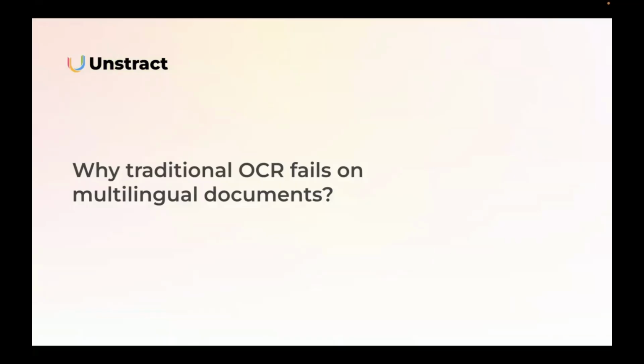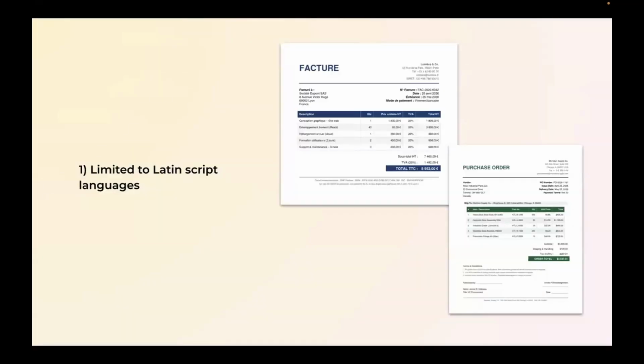So firstly, traditional OCR is limited to Latin script languages because it was mostly only trained on them. When it encounters scripts like Arabic, Devanagari, or CJK, that is the Chinese, Japanese, and Korean group of languages, it either produces garbage output or fails completely.